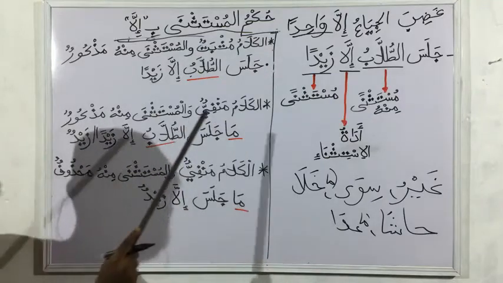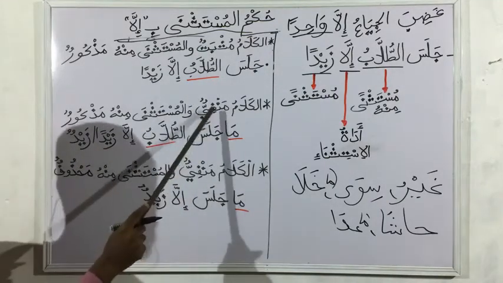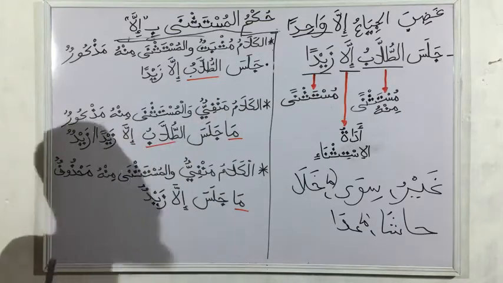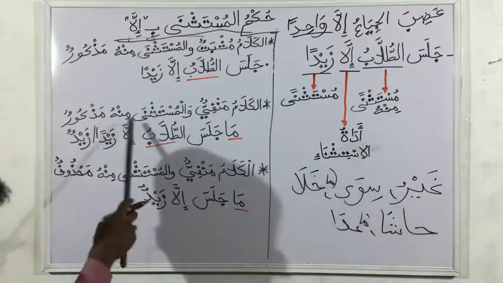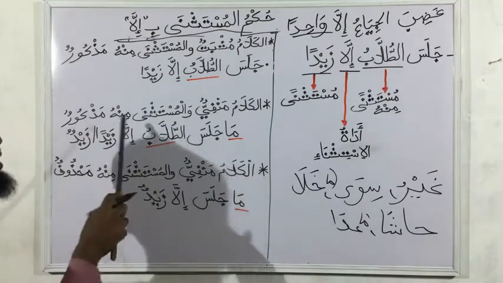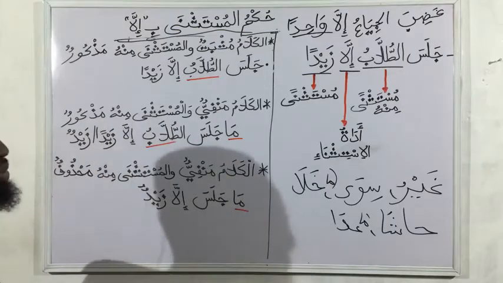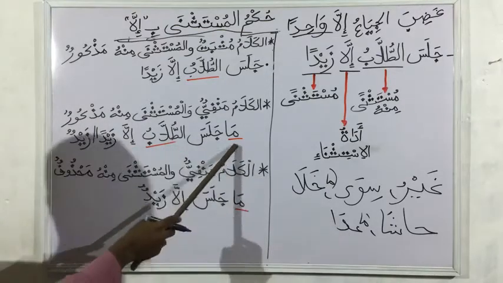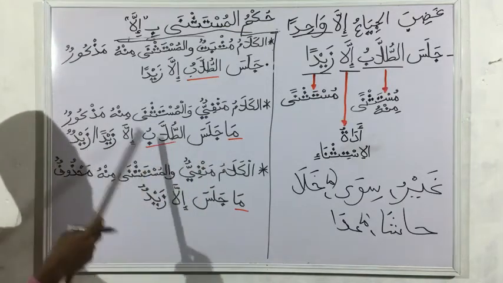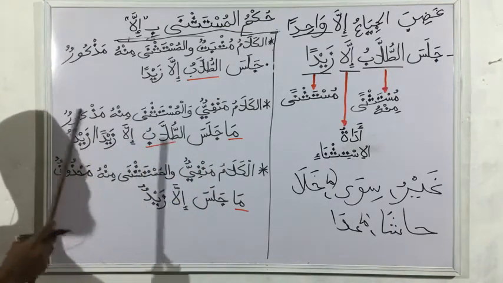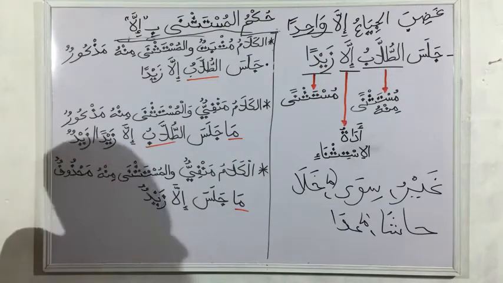We have another situation. Al-kalamu manfiyun, when your sentence is negated, starting with a negation, wal mustasna minhu madhkur, and your mustasna minhu is also mentioned. Look at this now, it's starting with ma, a negation. Ma jalasa at-tulabu illa Zaydan, the students did not sit except Zayd. It's Zayd that sat.